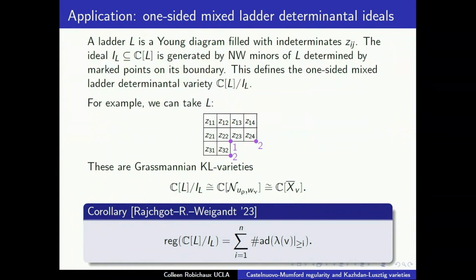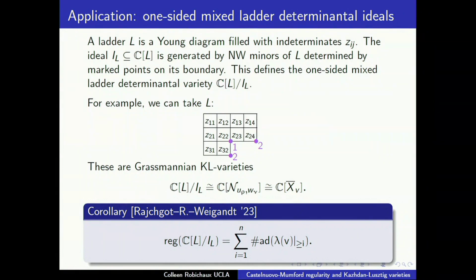All right, and so what are some applications? I said that these Kazhdan-Lusztig varieties can pop up all over the place, and one way that we can see them is through one-sided mixed ladder determinantal varieties. These were introduced in the late 80s by Abhyankar precisely to study singularities of Grassmannian and Schubert varieties. So it shouldn't necessarily be a surprise that these varieties are actually going to be Grassmannian Kazhdan-Lusztig varieties.